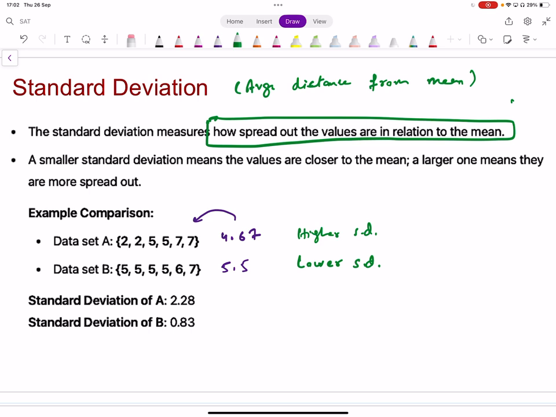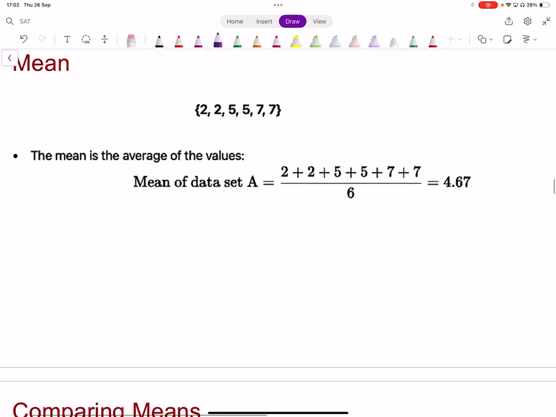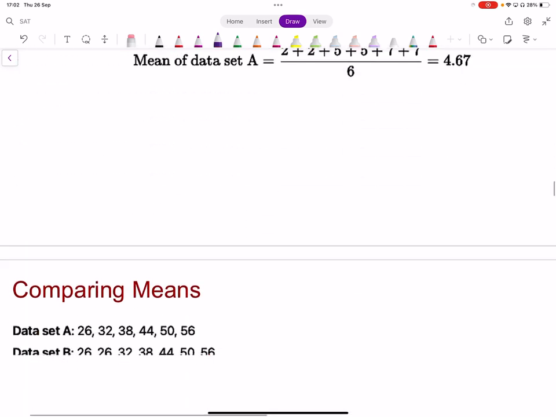If you were to actually calculate the standard deviations, which again, you do not need to know how to calculate them, you will figure out standard deviation of the first one is 2.28. The second one is 0.83. Where these values come from, you don't have to know that. Okay, there's a formula for this. For SAT, it's not required, but it's just for reference that the standard deviation for the first one is indeed higher as compared to standard deviation of B. Okay. So what does standard deviation represent then? Average distance from the mean.